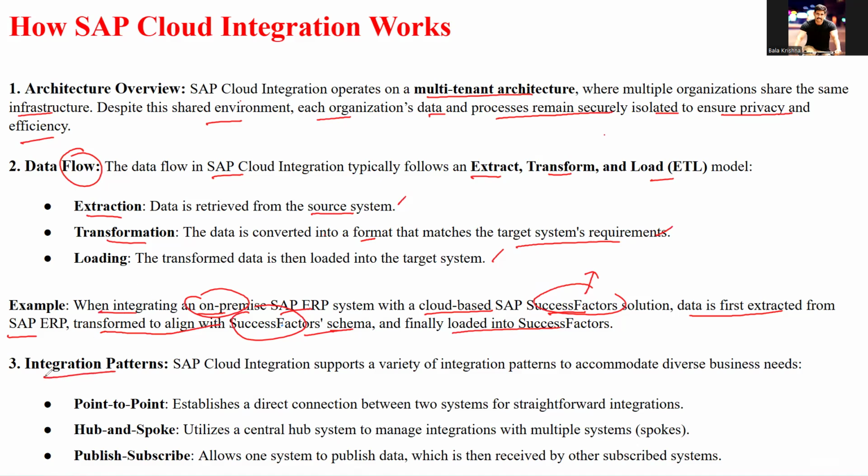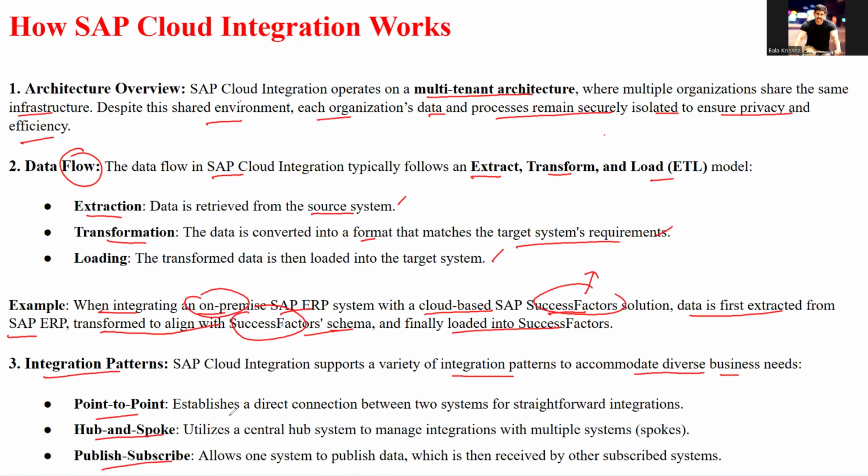Now coming to the integration patterns. What are the different types of integration patterns in SAP? SAP Cloud Integration supports a variety of integration patterns to accommodate diverse business needs. Now, what are point to point, hub and spoke, and publish subscribe? These are the different integration patterns in the cloud.